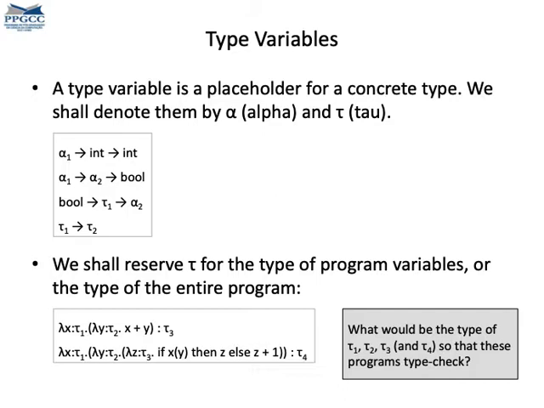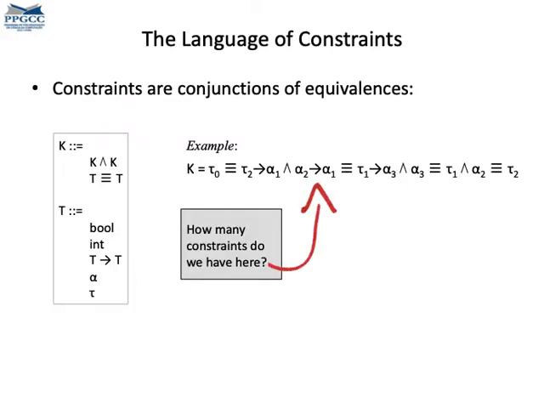Type variables are placeholders for concrete types. We will denote them with alphas and taus, but we will reserve tau for the types that are used as annotations in the program that we are analyzing. And the constraints are equivalences that relate type variables. In this figure, you have a conjunction of four constraints. The constraints will follow the syntax on the left.